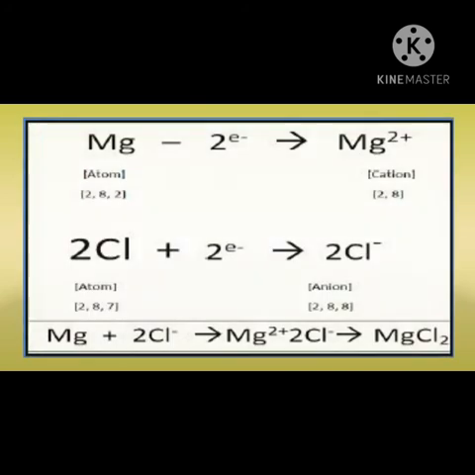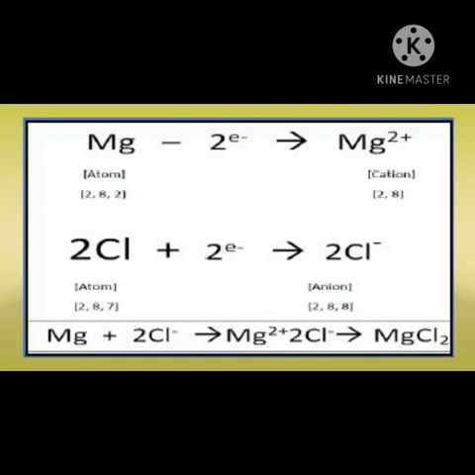Next, anion formation of chlorine. 2 chlorine atoms receive the 2 electrons from the magnesium and change into 2Cl-. The electronic configuration of Cl- is 2,8,8. In the compound magnesium chloride formed from its ions, magnesium gets the neon configuration and chlorine gets the argon configuration. Mg+2 plus 2 Cl- gives rise to MgCl2.